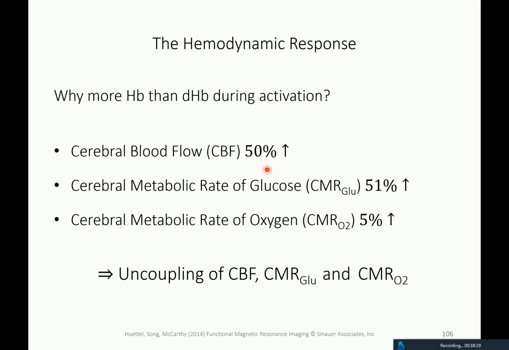What doesn't hold up with this is how much oxygen is actually extracted, or how much is metabolized. So the oxygen metabolism only goes up by 5%, which is not much. The other ones increase by half, so they get to 50% more, and the rate of oxygen metabolism only goes up 5%, and this is this uncoupling. If blood flow goes up and glucose goes up, but oxygen extraction or oxygen metabolism does not go up, this means that there is more oxygenated blood.